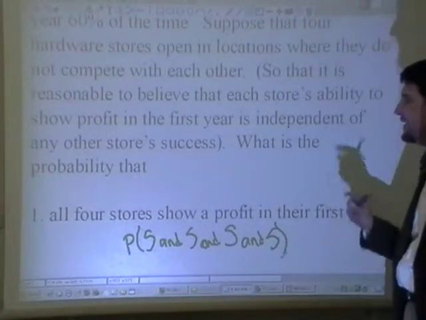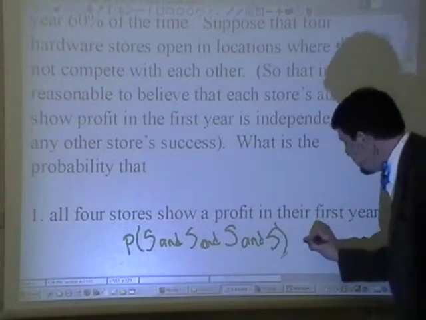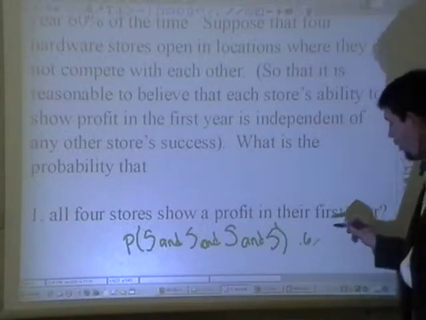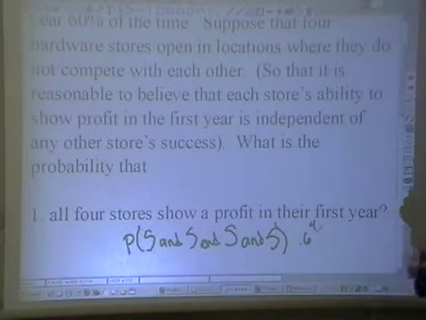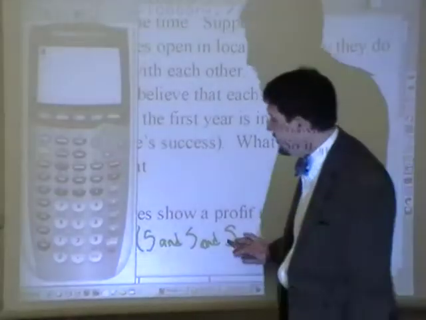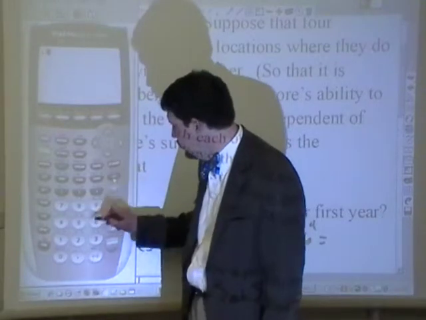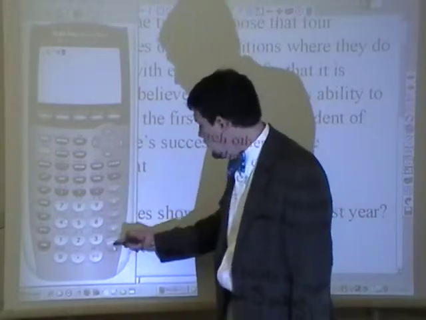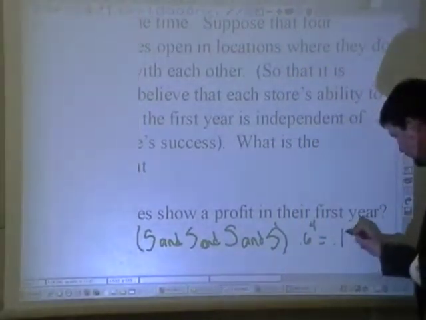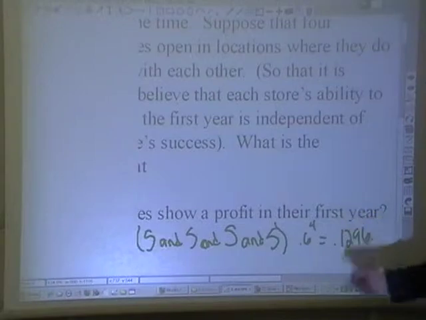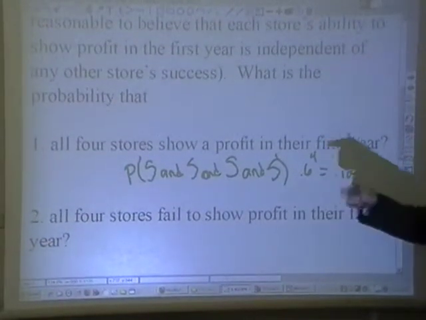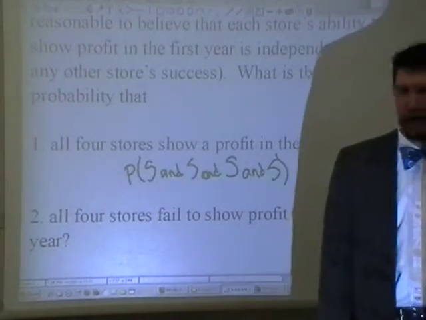And since that probability is 60%, that means it's going to be 0.6 times 0.6 times 0.6 times 0.6, or 0.6 to the 4th power. So what is that value? Well, let's break out the calculator. 0.6 to the 4th power is equal to 0.1296, or 12.96%.